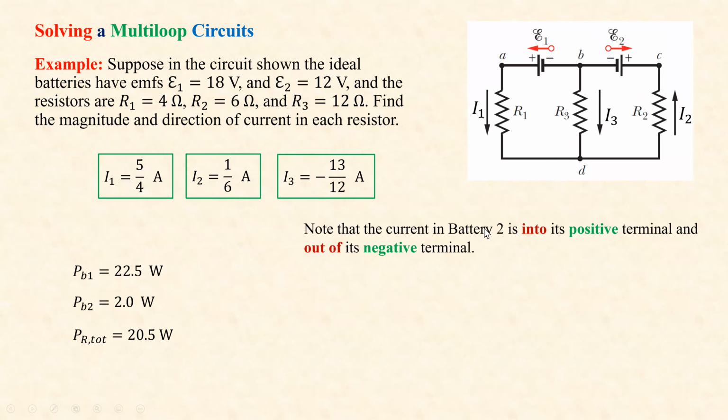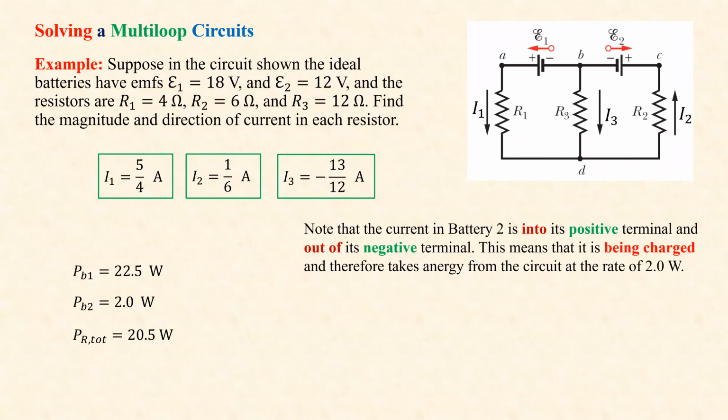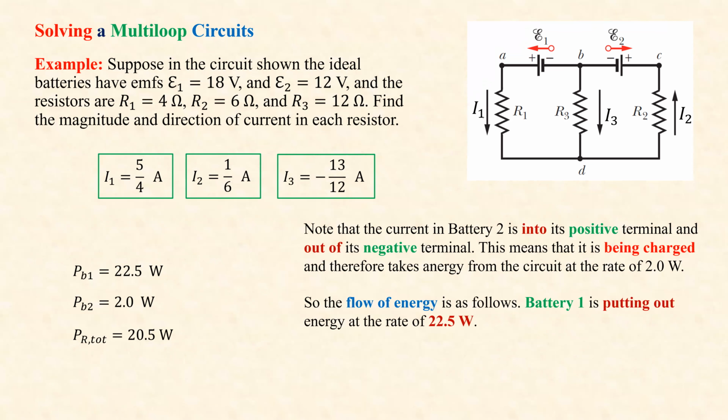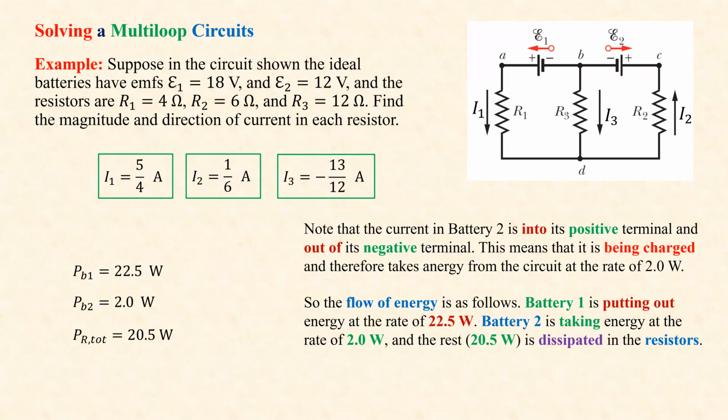So the current in battery 2 is into the positive terminal and out of the negative terminal. This means that it is being charged and therefore takes energy from the circuit at the rate of 2 watts. So the flow of energy is as follows. Battery 1 is putting out energy at the rate of 22.5 watts. Battery 2 is taking energy at the rate of 2 watts, and the rest, which is 20.5 watts, is dissipated in resistors. So the conservation of energy is always valid in every circuit.